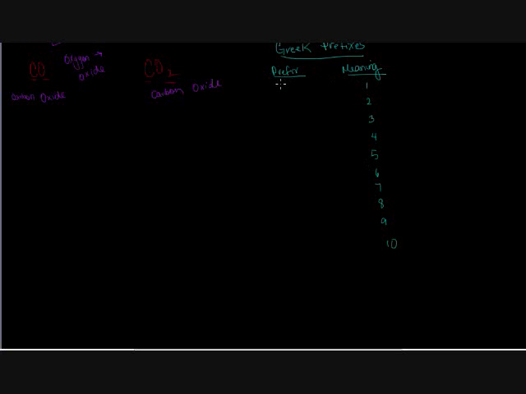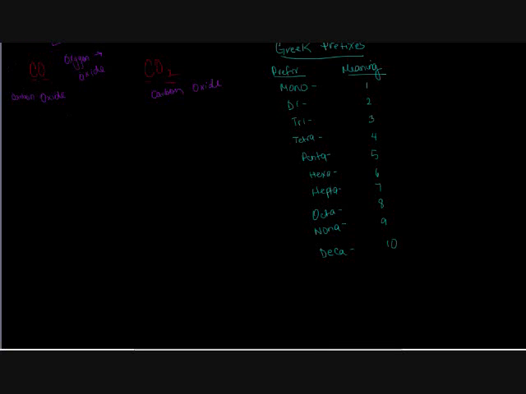So we have 1 through 10 right here, and so for 1, we have mono. 2, you probably know, is di. 3 is tri. 4 is tetra, like tetravalent we learned earlier. 5 is penta. 6 is hexa. 7 is hepta. 8 is octa. 9 is nona. And 10 is deca. So let's use this to go back and name these two compounds.